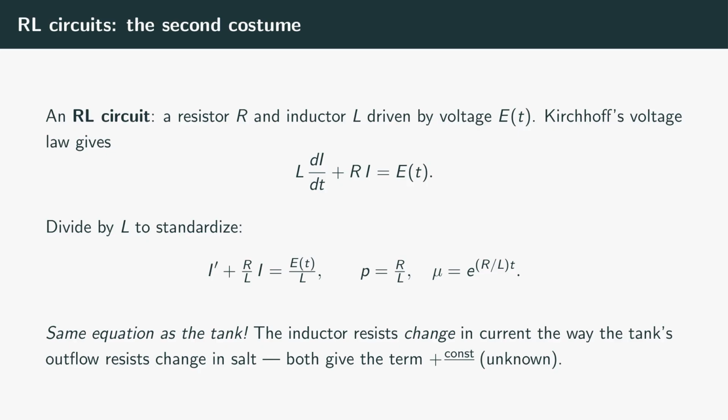Divide by L to reach standard form, I prime plus R over L times I equals E over L. The coefficient P is R over L, so the integrating factor is e to the R over L times t. Look at the shape. It is structurally identical to the salt tank. The inductor resists changes in current, the same way the draining tank resists changes in salt, and both produce that characteristic term, a constant times the unknown. Learn the method once and you have solved problems in chemistry and electrical engineering at the same time.